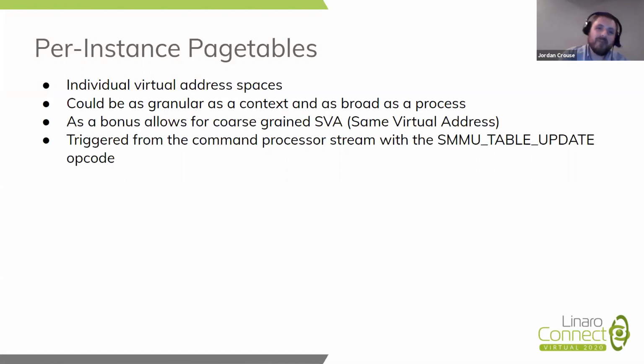There has been some talk about maybe taking it context-based, which we could do. We could do it on a per context basis, but for the most part, the idea here is it can be anywhere kind of in that spectrum. But when I talk about per instance page tables, or even if I slip up and say per process, I mean per file descriptor.